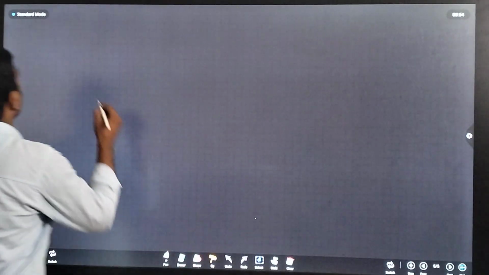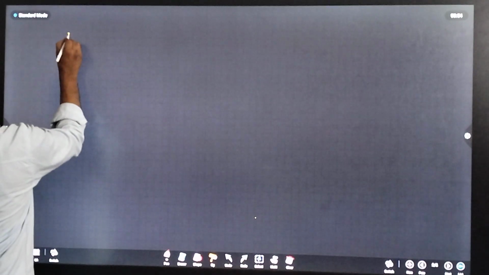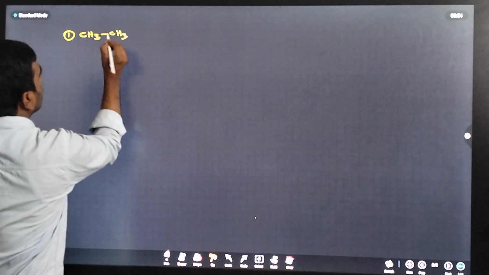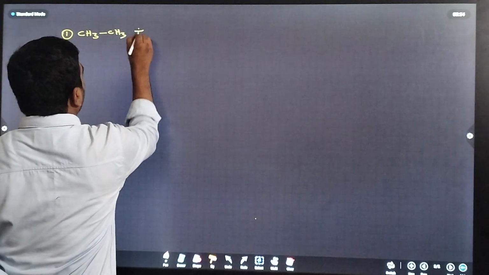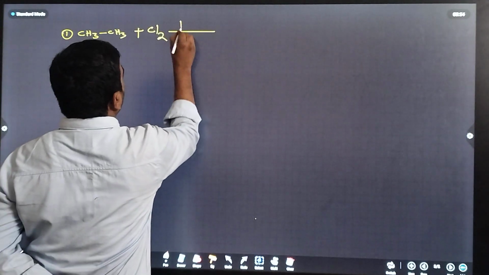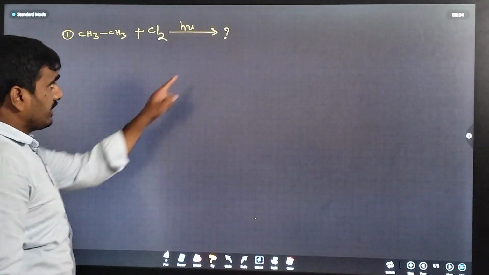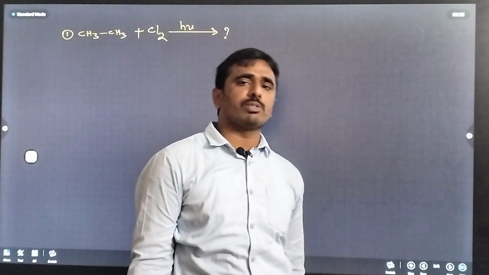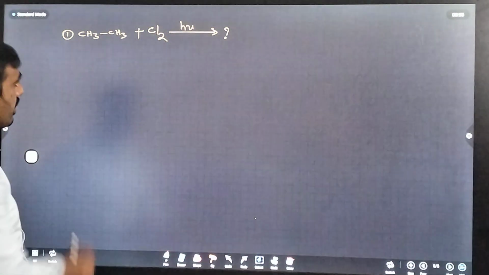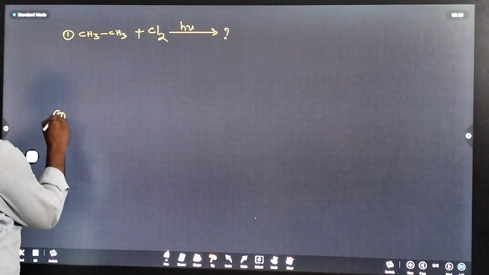Next, for example, I can write here an ethane molecule. Here monochlorination takes place in these reactions. My question is, how many possible products are formed in that reaction?